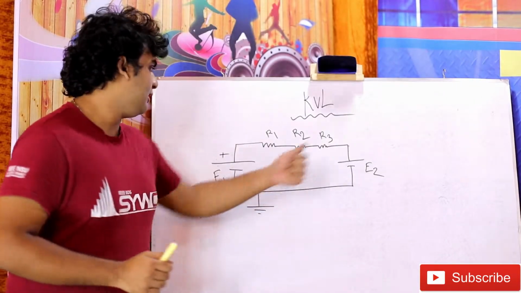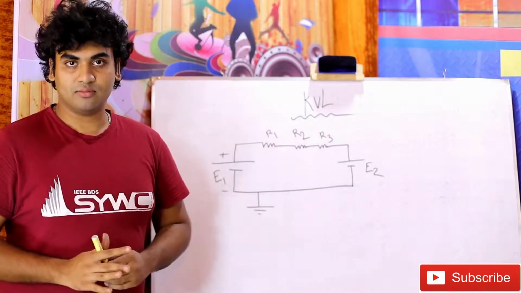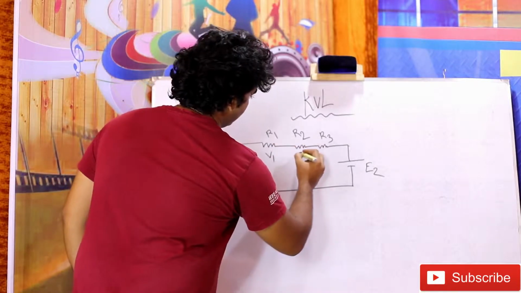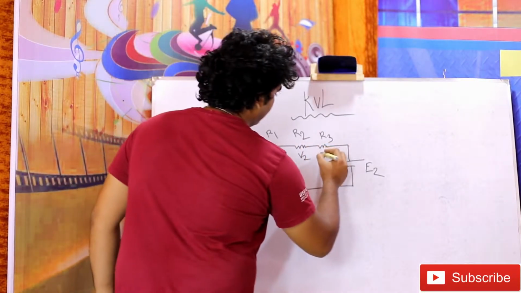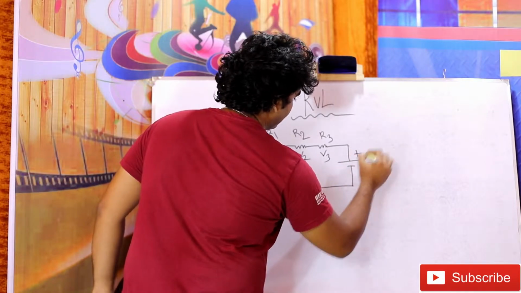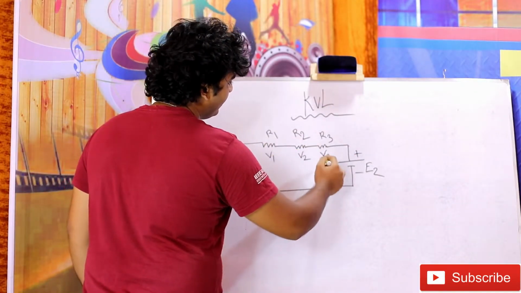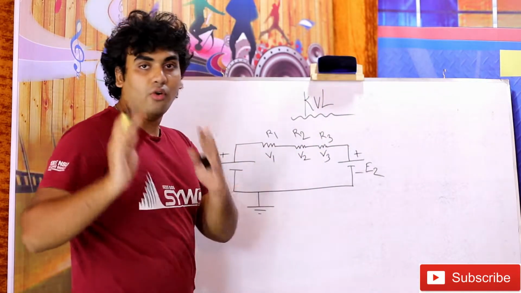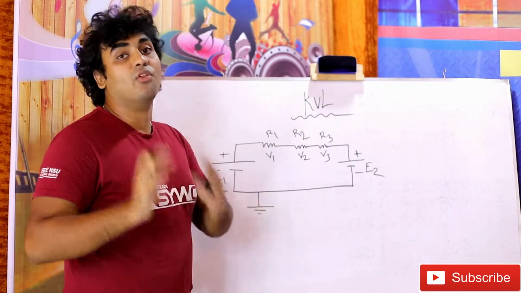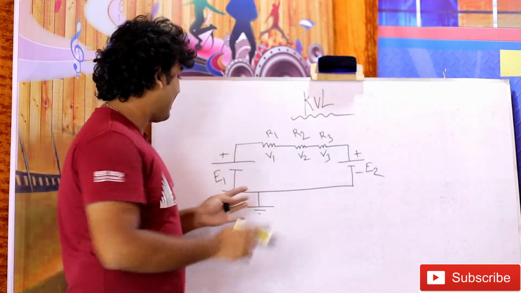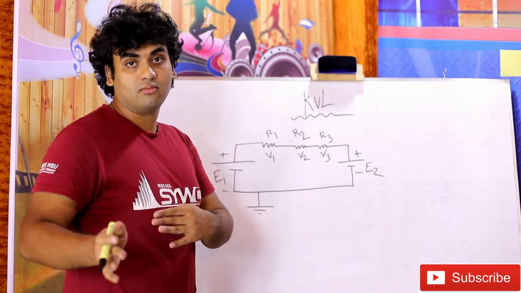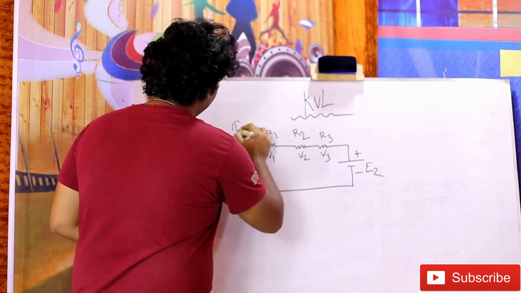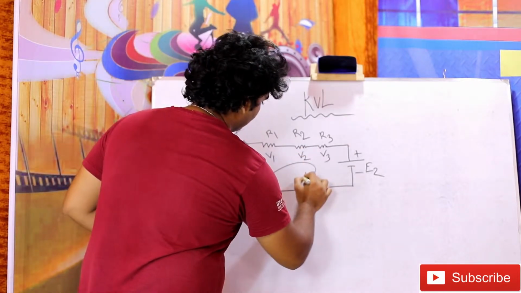Here, E1 and E2 are the source voltage or the supply voltage, and V1 for R1, V2 for R2, and V3 for R3. That means V1, V2 and V3 can consume power. But there is a problem. We do not know from which direction the current is flowing because there are two supplies and each is in reverse position. So we can assume that the current is flowing clockwise direction.